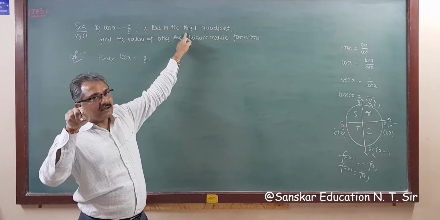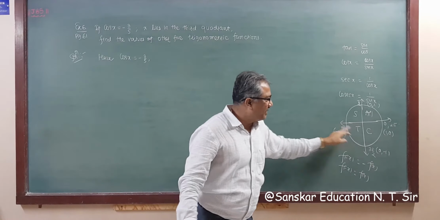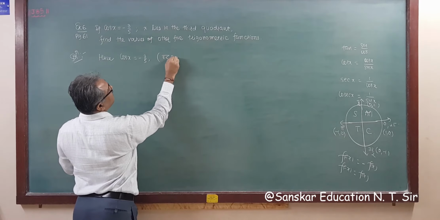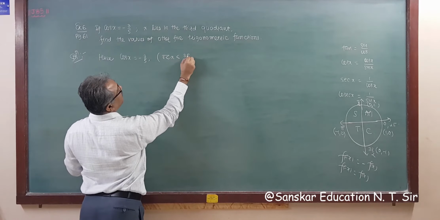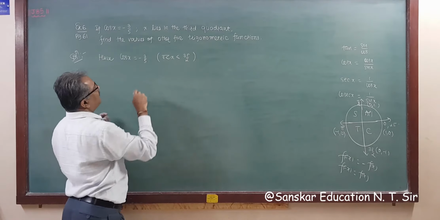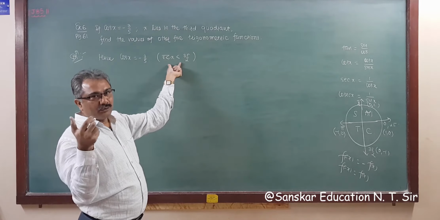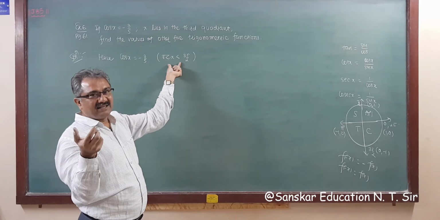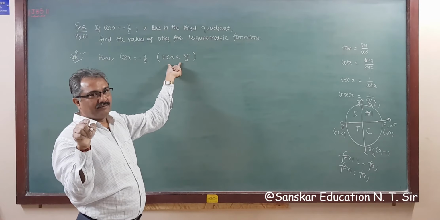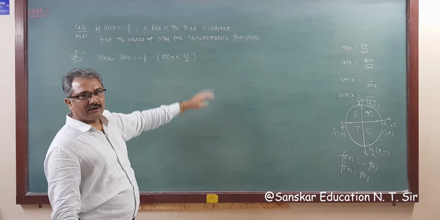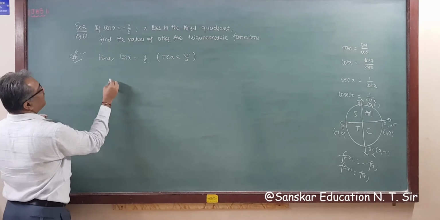Now x lies in the third quadrant means the third quadrant is pi to 3 pi by 2. So I am writing here pi is less than x is less than 3 pi by 2. I am not going to use the words x lies in the third quadrant; I am writing the notation directly in inequality form, pi less than x less than 3 pi by 2. If you want to write x lies in the third quadrant, you can. Right. Now we have identities.